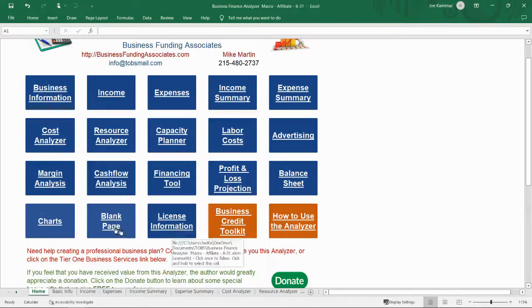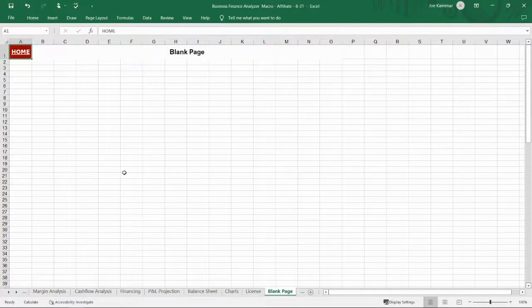We have a blank page. Why a blank page? Well, because if you want to do some calculations, I always see this with tax planning software. You'll have a little scratch pad calculator. Well, instead of a calculator, you get a blank page where you can freely enter data if you want to try to calculate stuff or whatever you need before you carry it across to one of the tabs.